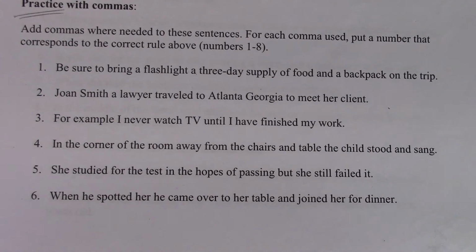Number 5, she studied for the test in the hopes of passing, but she still failed it. Ooh, ouch. But do you see that there are actually 2 separate sentences there? She studied for the test in hopes of passing. That's a sentence, could have been a period. She still failed it. That's short, but that's another sentence. It has a subject, she, and the verb failed. So we got this little conjunction, but, that's joining the 2. So conjunctions with a comma in front of them point out that you have 2 sentences there. So it would be passing, comma, but.